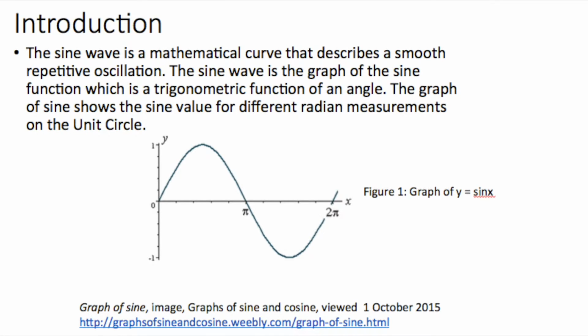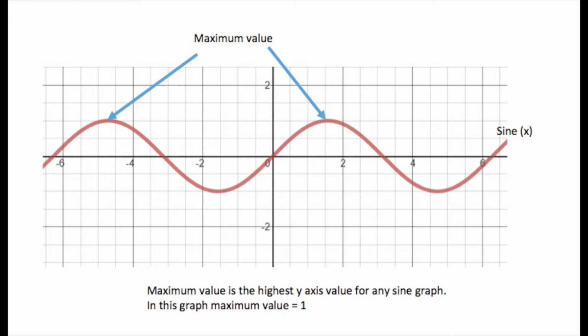A sine wave is a smooth, repetitive oscillation that continues over time. The x-axis will be time, the y-axis will be voltage or current. First off, we have the maximum values or peaks. These are the points pointed to on the graph. The highest maximum value of this graph is 1.